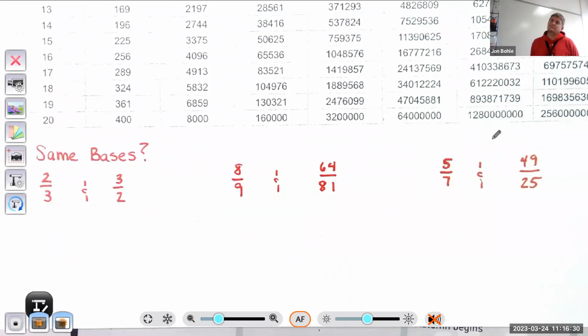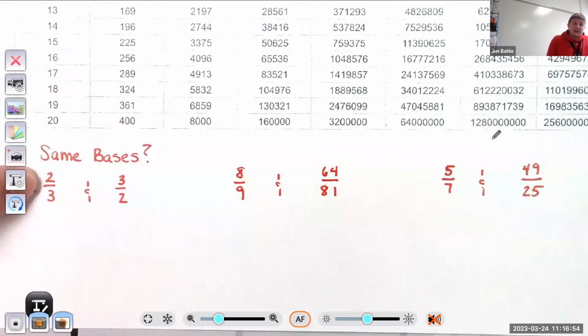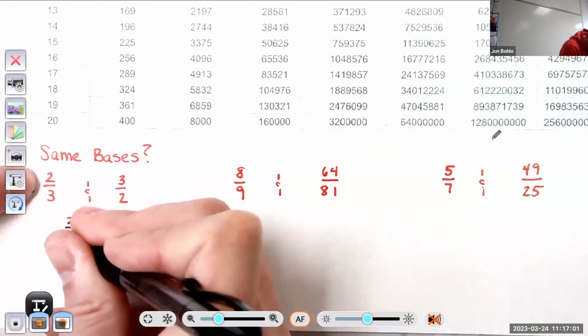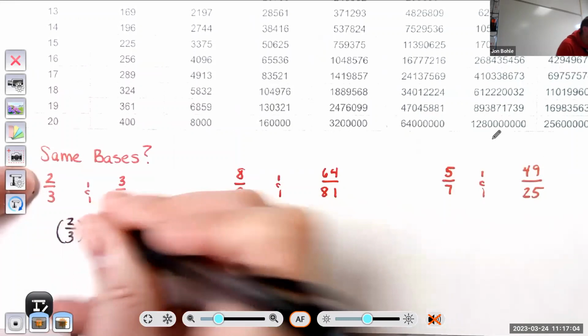These are things that are the same base. So you can rewrite 2/3 and 3/2 using exponents and given the same base. I know that negative exponent, what did you all tell me it does? Negative exponents do what? Flips. Okay. So I can rewrite 2/3 and 3/2 as the same. I can rewrite 3/2 as 2/3 to the negative first power.